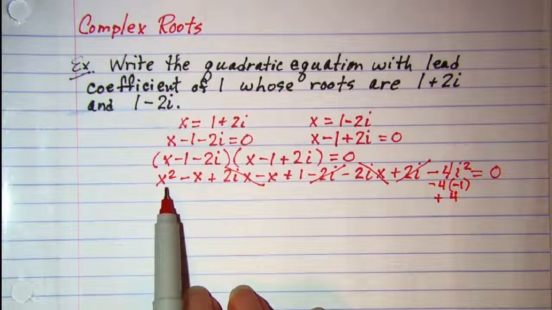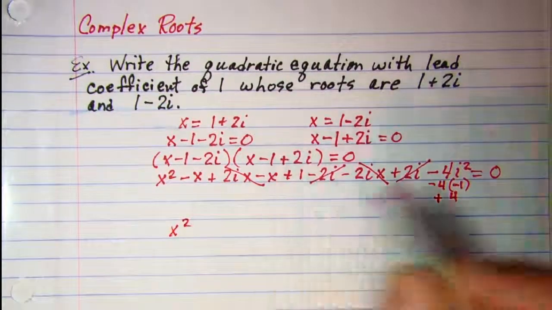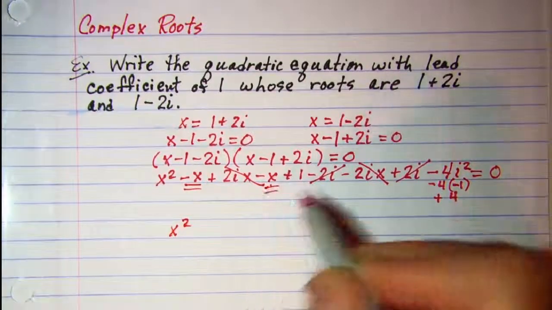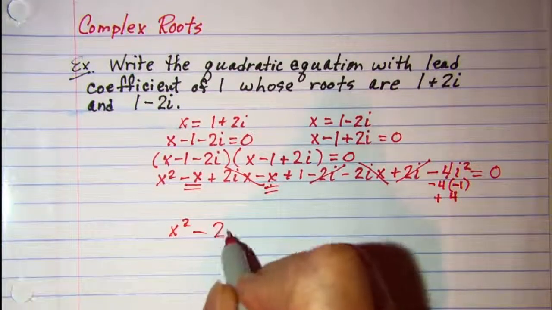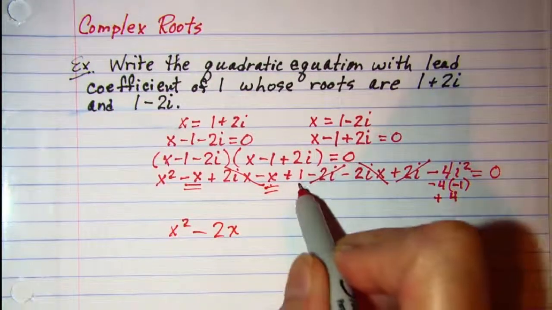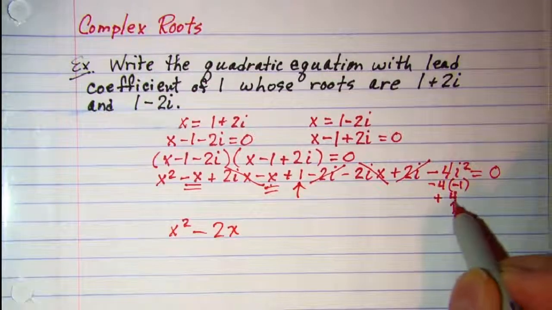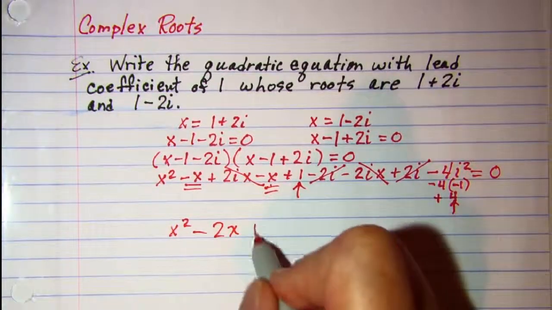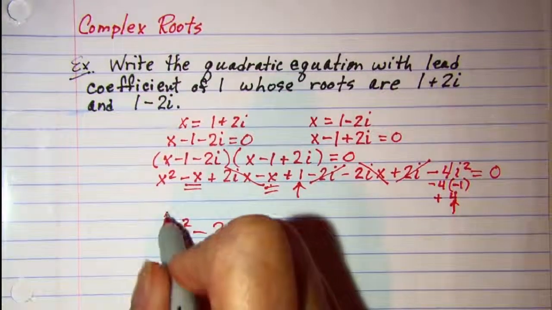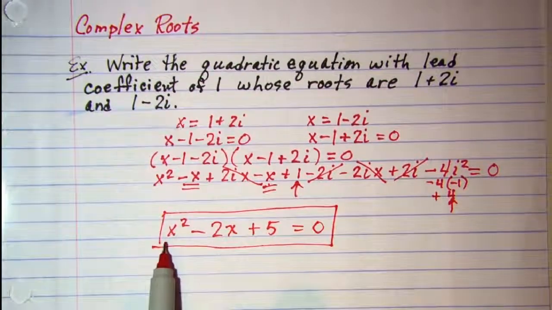So first our x squared. And then I have negative x, and negative x is negative 2x. And then I have 1 plus 4 is a 5. And that's equal to 0. And there's my quadratic equation with lead coefficient of 1.